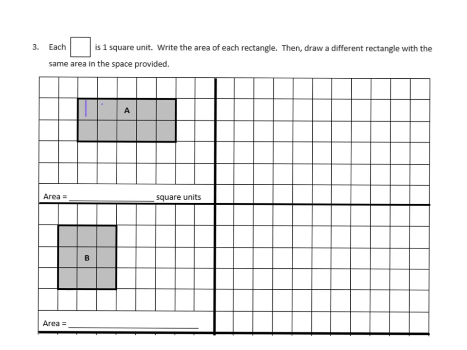So there's 1, 2, 3, 4, 5, 6, 7, 8, 9, and 10. So there are 10 square units. So how would you draw a rectangle that is different but has the same area? Well, remember that area equals length times width. So we are looking for an area of 10.